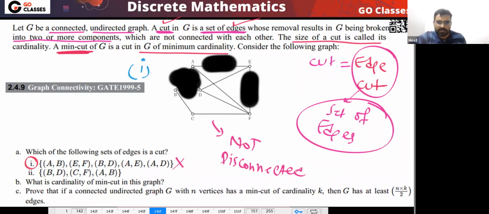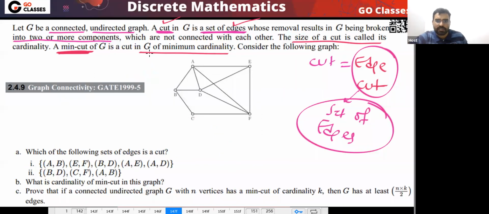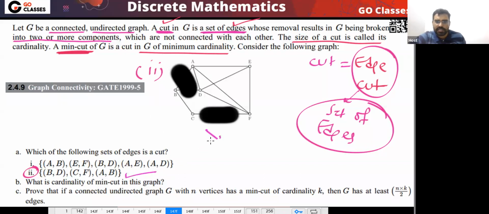What about the second option? Let's check option number 2. You are removing BD, you are removing CF, and you are removing AB. Now, yes, this is the edge cut. This graph is disconnected. So finally, this is the edge cut.